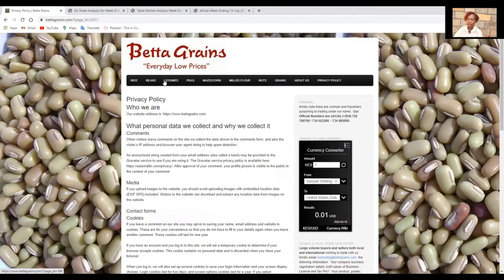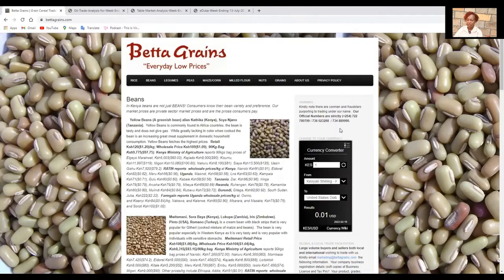So allow me to go to the bean section, and I wanted to show you and explain the currency converter. But one of the things we really have to be very careful about, if there's a sector that is full of conmen and thieves, is the grain sector.